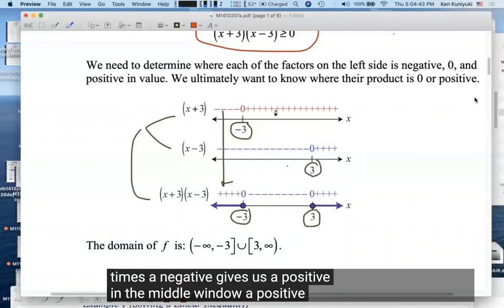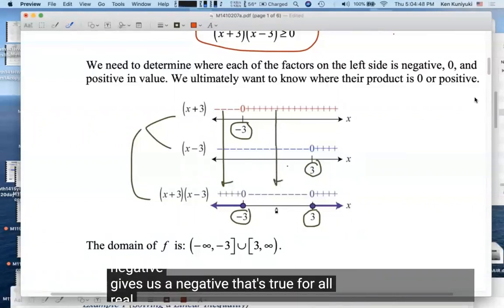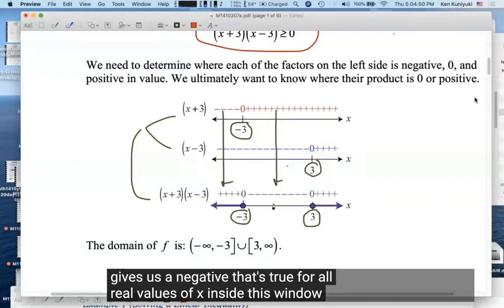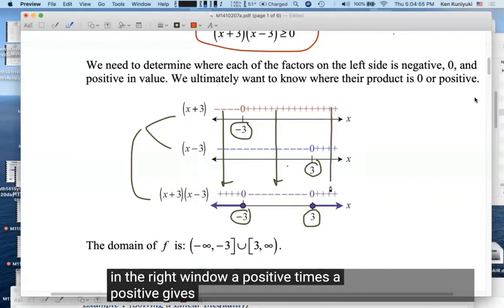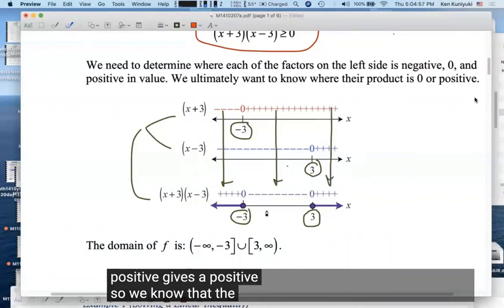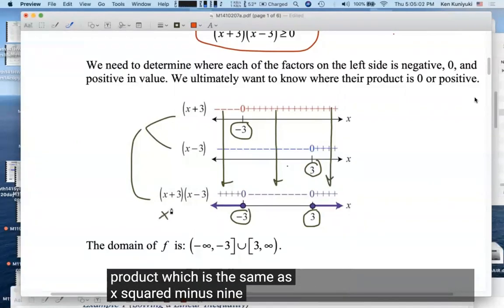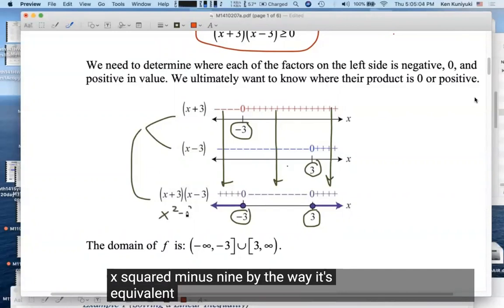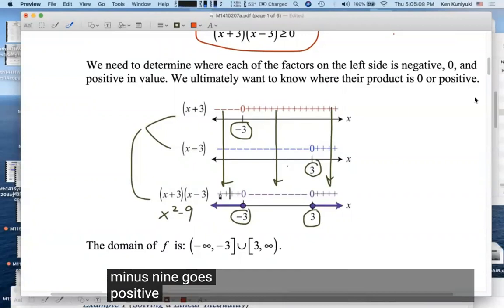In the middle window, a positive times a negative gives us a negative. That's true for all real values of x inside this window. In the right window, a positive times a positive gives a positive. So we know that the sign chart for this product, which is the same as x squared minus 9, by the way, goes positive, then 0, then negative, then 0, then positive.